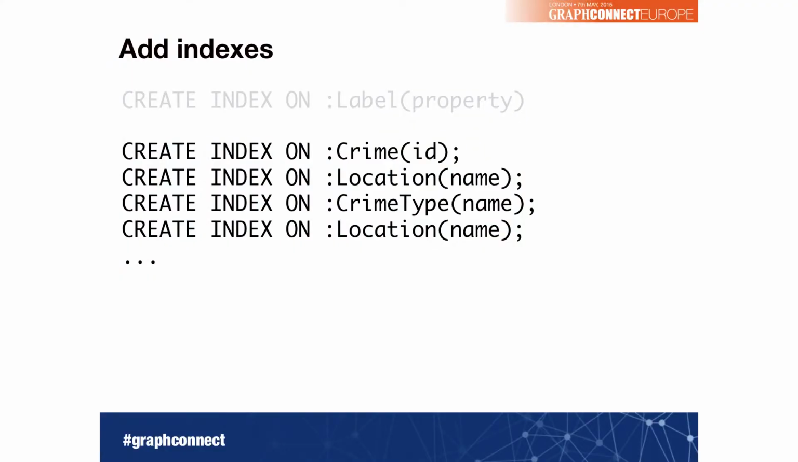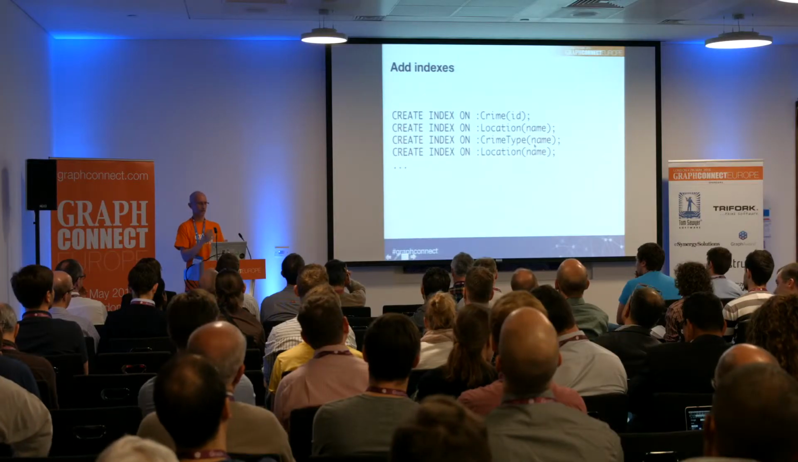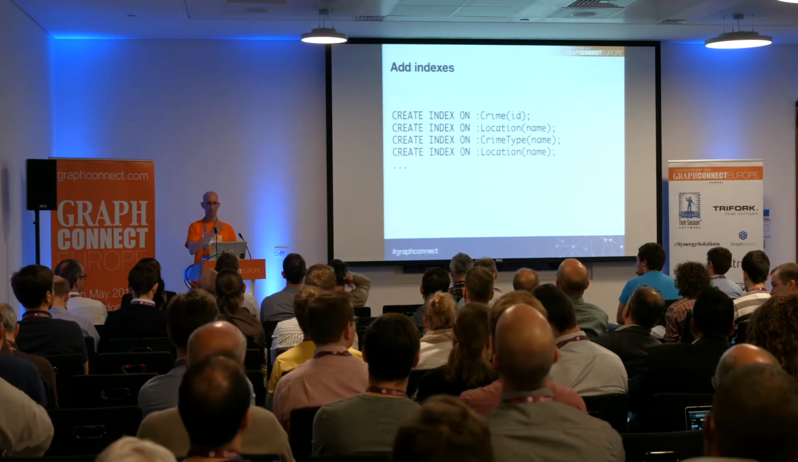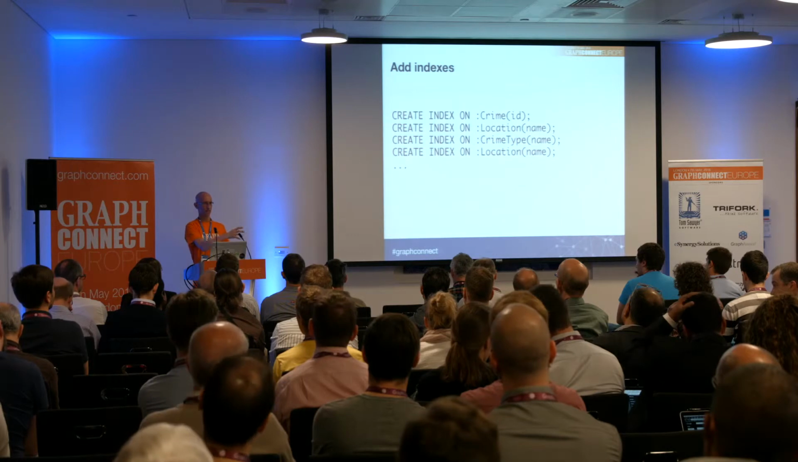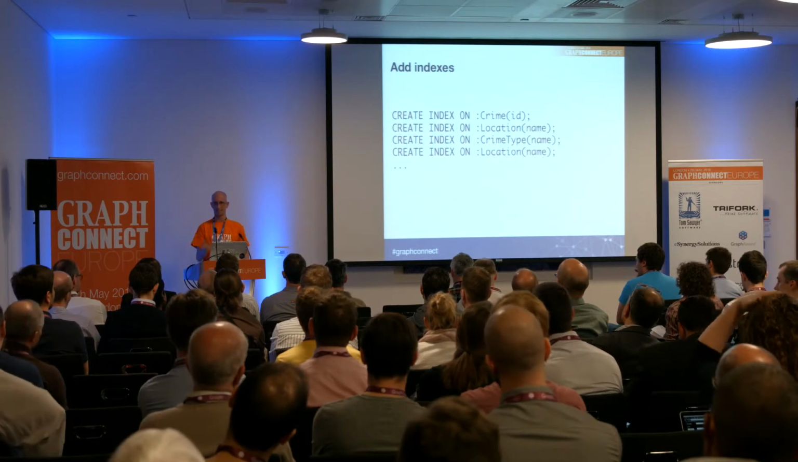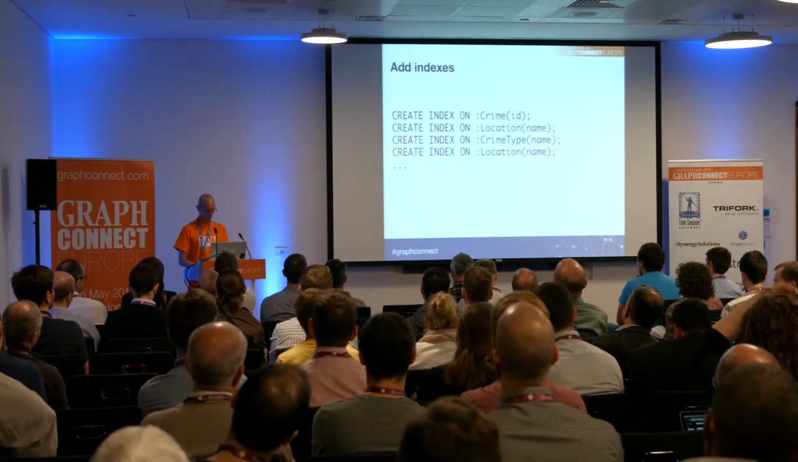So we'd say, I want to create an index on crime, ID, location, name, crime type, and so on. And when you run that command, it will index any future nodes that you create, and it will also go back and do the existing ones as well, which is quite nice.